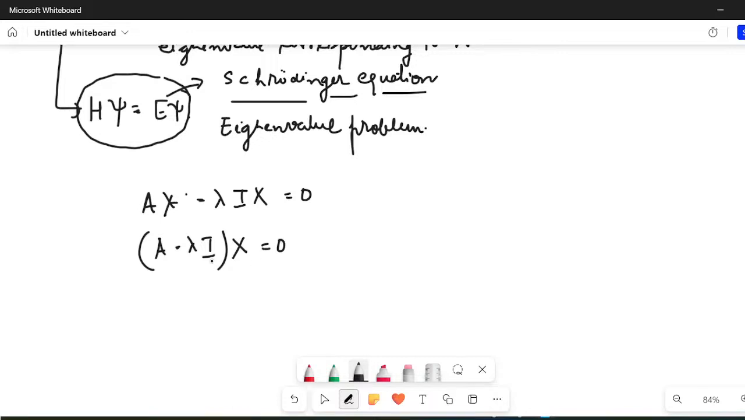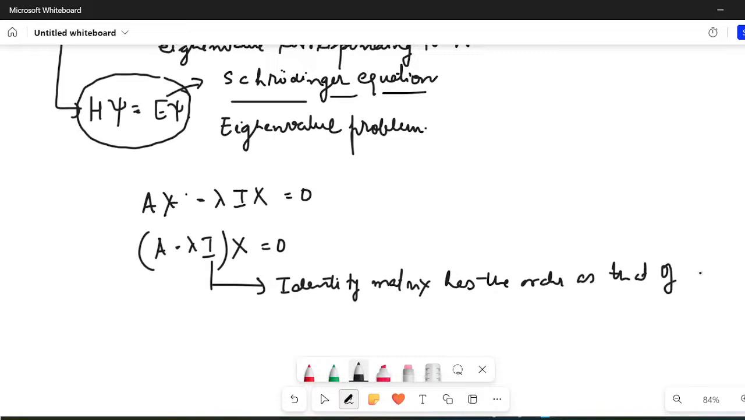Here I is the identity matrix, of the same order as that of A. So if A is 2 cross 2, then identity will be 2 cross 2. If A is of order 3, then the identity will be a 3 cross 3 identity matrix.